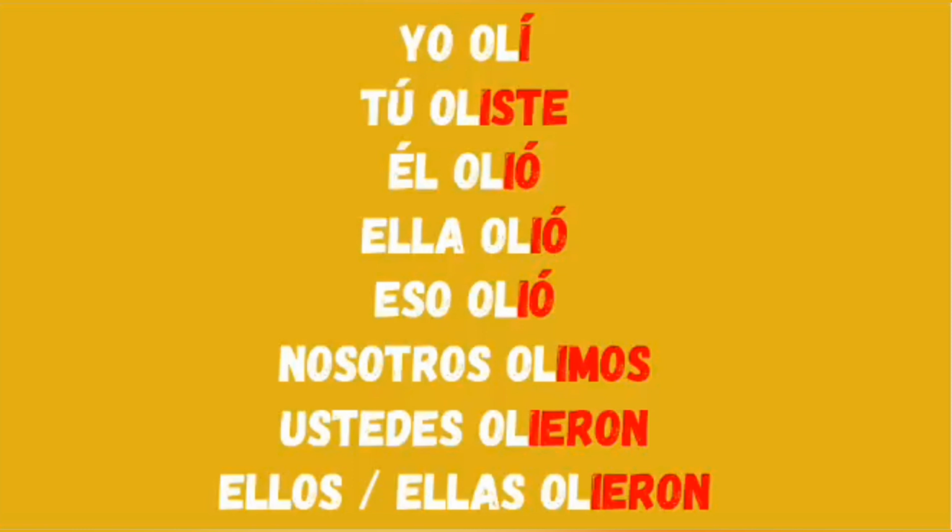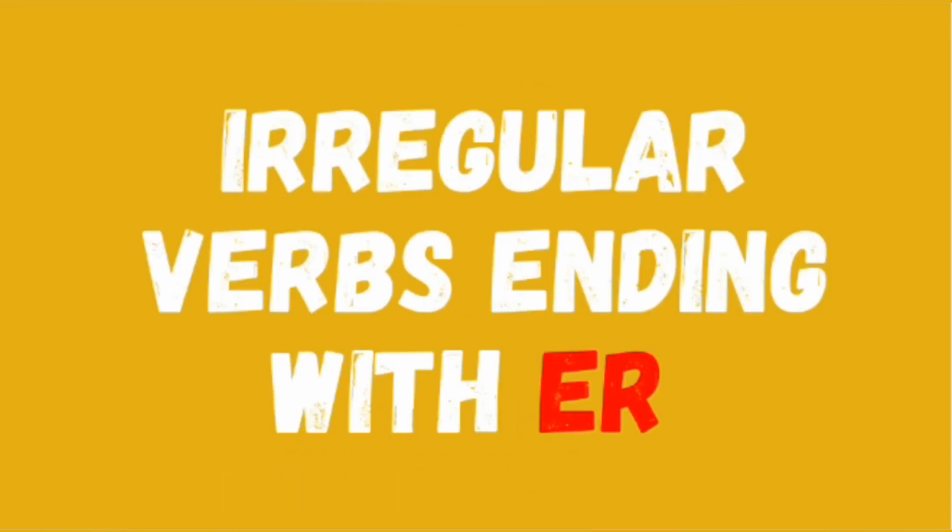Ustedes olieron. And then if you want to say they smelled, then you have to say ellos olieron, if you are talking about a group of men. And if you're talking about a group of women, then you have to say ellas olieron. Okay, that's all about regular verbs ending with ER. Now let's see irregular verbs ending with ER.